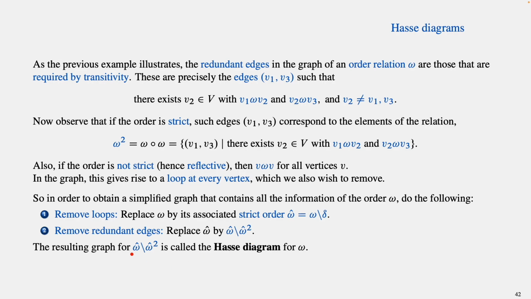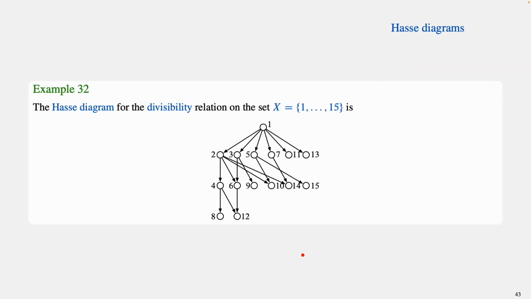And the resulting graph for this new relation omega hat without omega hat squared is called the Hasse diagram for the original order omega. I will illustrate this in an example. So this is the Hasse diagram for the divisibility relation on the set X from 1 to 15. So you see this is a much clearer graph, so it's very easy to infer the relations from this one.